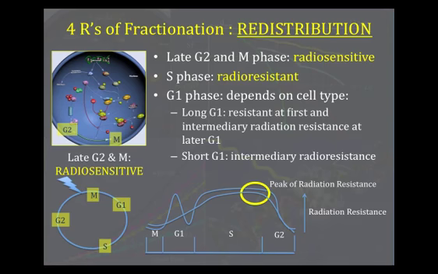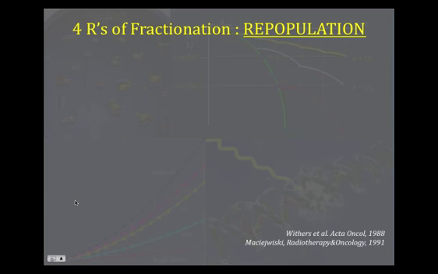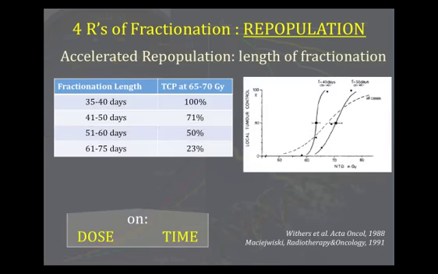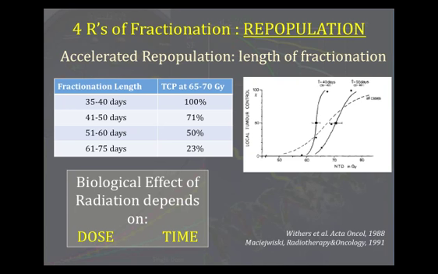So when we fraction, we give time for the cell to be cycling, and hopefully during the fractionation course, the cell will be in the phase that radiation is more effective to trigger cell death. And the final R is repopulation. And Dr. Withers here, who is the former chairman of radiation oncology, first described this in the literature for head and neck tumors, and it was followed by others that applied the same principle for other tumors. But it's actually a very simple concept to understand.